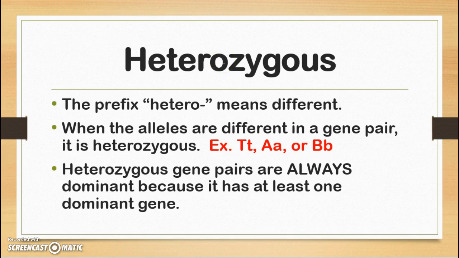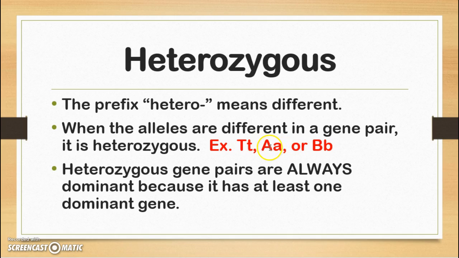The next thing we're going to be talking about is heterozygous. Heterozygous is talking about the gene pairs, but the prefix hetero means different. So if you have a heterozygous gene pair, that means that the alleles are different, meaning you have a dominant and a recessive. They're not going to be the same, they're going to be different.